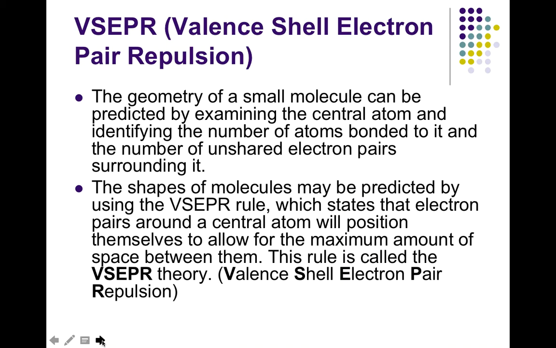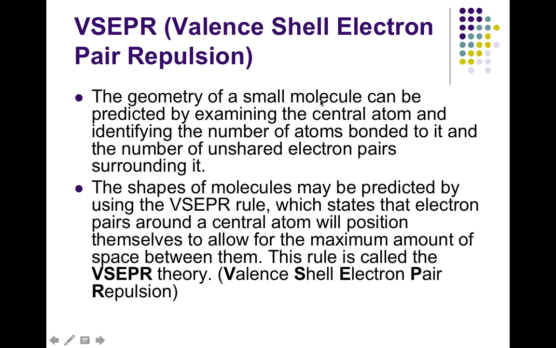Okay, so that brings us to this, VSEPR. Say that in your mind, VSEPR, valence shell electron pair repulsion. So again, repulsion means I don't like you. Valence shell means those 8 electrons in our dot structure.